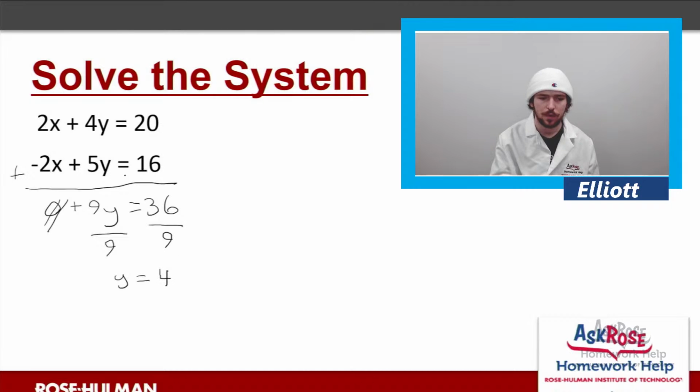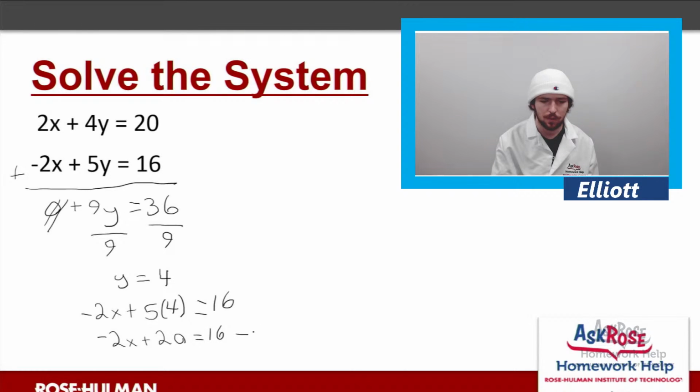Cool. Then we can look at this. Maybe you want to choose this one to plug it into or this one. I'm going to choose this one because it looks like it might be just a little bit easier. So we have minus 2x plus 5 times 4, because that's our y right here, equals 16. That equals negative 2x plus 20 equals 16. We're going to get negative 2x equals negative 4.